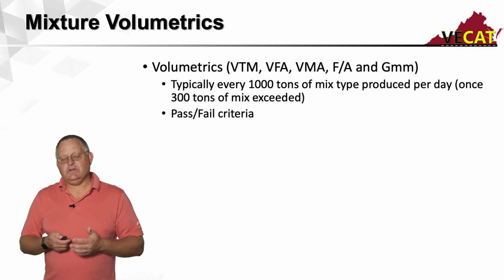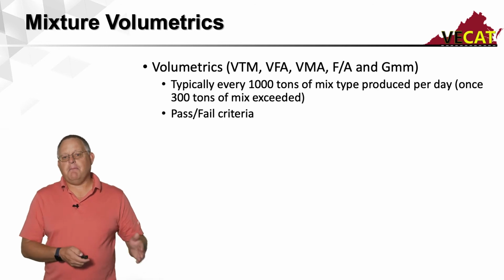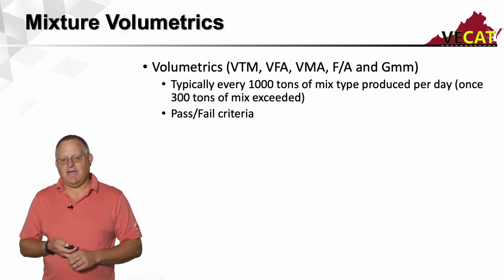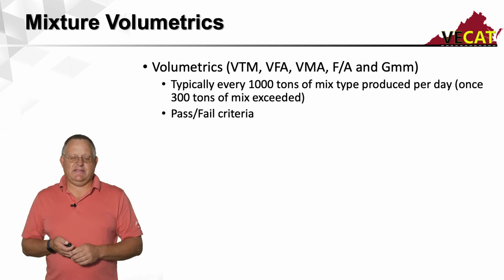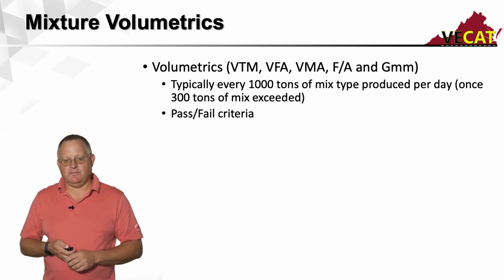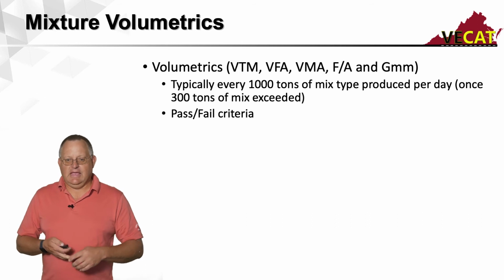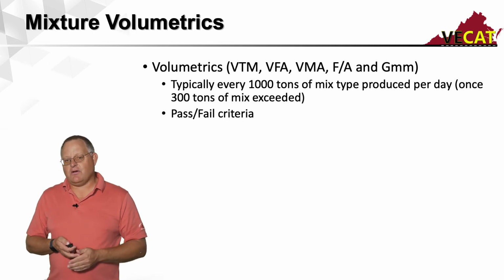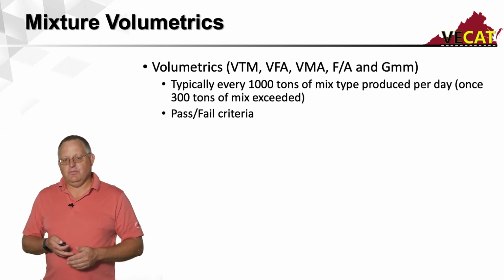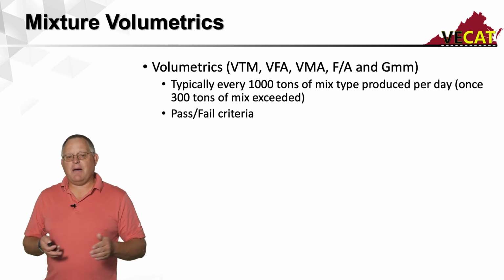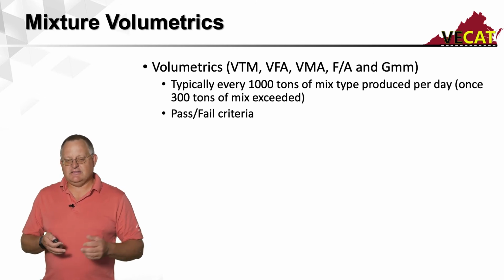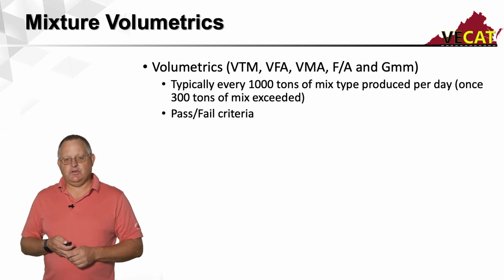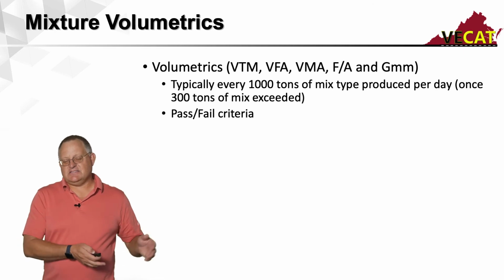But when we get the results, we're comparing them back to the table in spec to see, are we between 2 and 5% for most of our dense graded mixes for VTM. And based on the aggregate size, where are we at on our VMA? So we're checking those, and if we're outside of the criteria, then we need to determine real quickly, why might that be? Is it a bad sample? Make sure you resample.